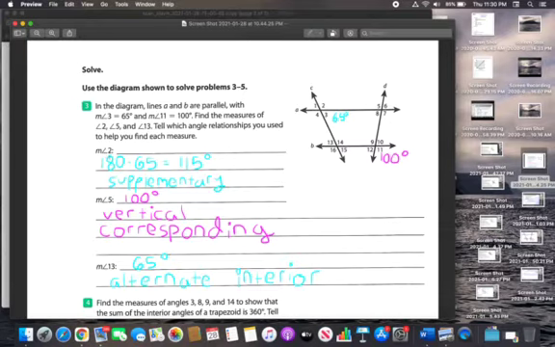Okay, so how do I find measure of angle 2? Well, if I know 3 is 65, 2 is a supplementary angle, so all I have to do is subtract 65 from 180 and I get 115 for angle 2. Again, see if that makes sense. This is 65. Yes, it's an acute angle. This is obtuse, so 115 would make sense.